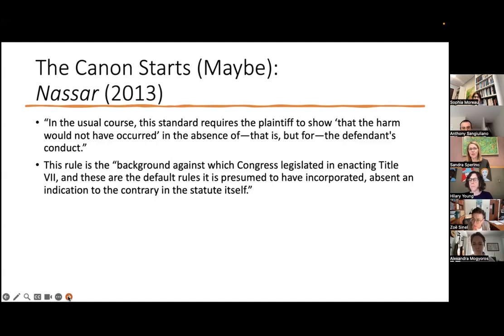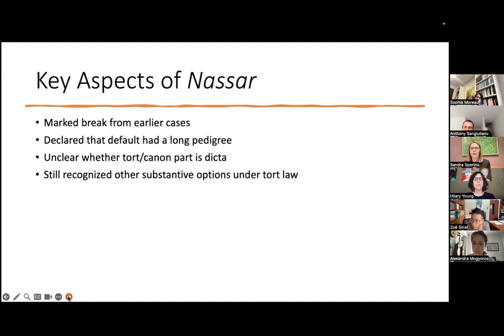Now, what's really interesting about this is that, of course, most statutes in the United States were created by Congress prior to 2013. We get the first invocation of this canon in 2013, yet somehow Congress was supposed to understand that the court is now going to make this assumption for statutes that were enacted prior to its invocation. So I think some of the key aspects of Nassar, and I'd really recommend that you read the opinion.